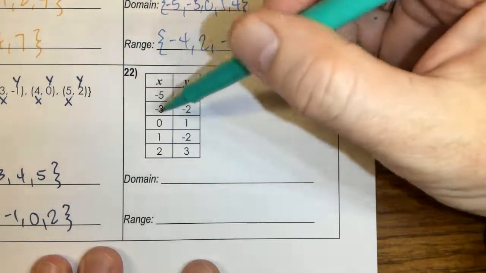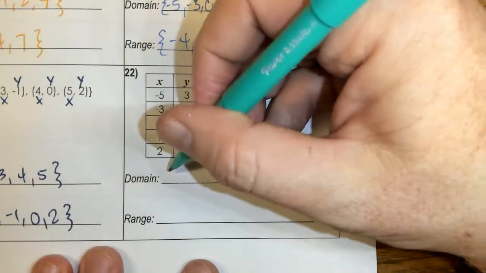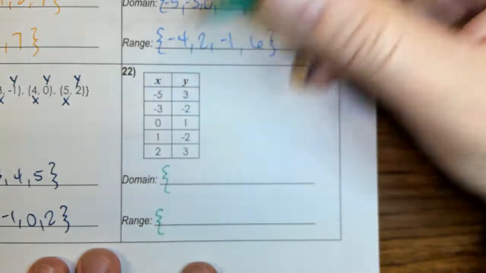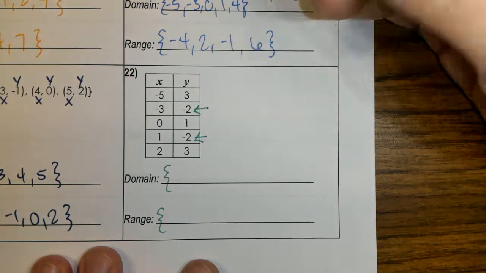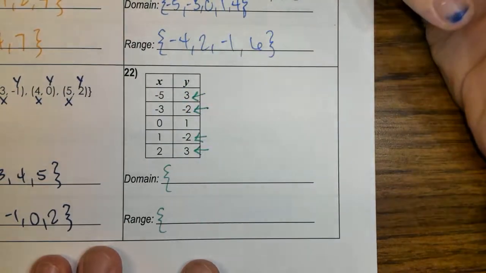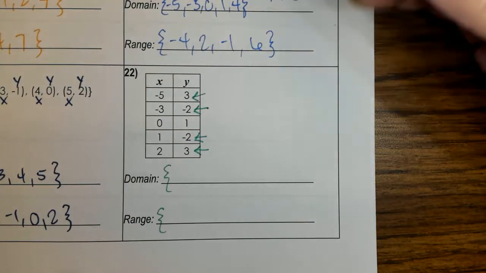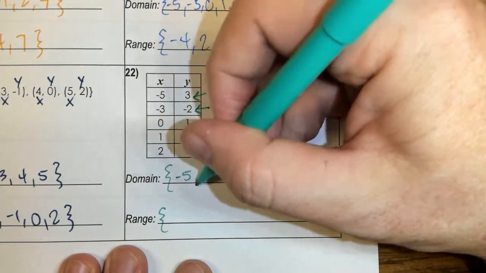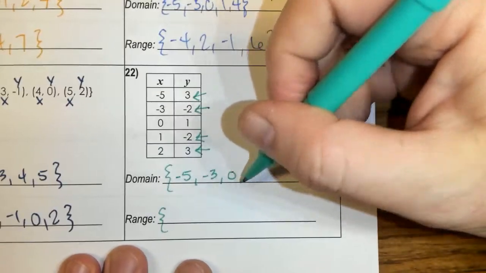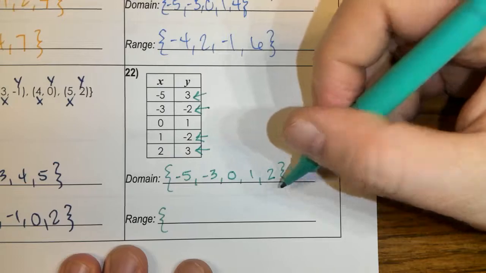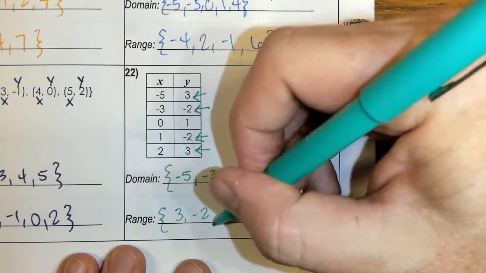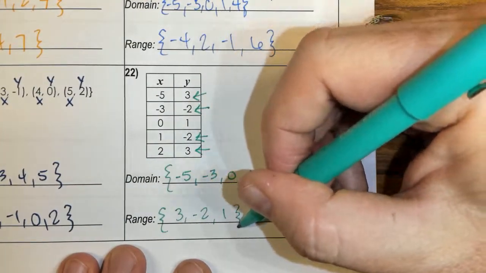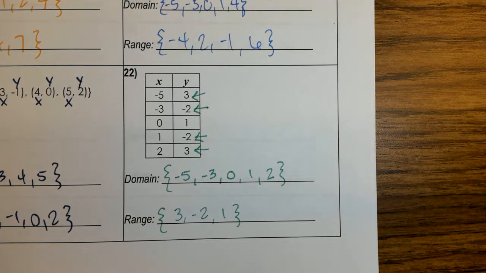All right, 22. I have X as domain, Y as range, so go ahead and start my brackets. And if I look through these, this one repeats on the range and this one repeats on the range, so I don't have to write those twice. All right, so domain, they're all different. So -5, -3, 0, 1, 2, and I'm done. Range, I have 3, -2, 1, and that's it, because I don't have to repeat. And look, we're done with this page, which means we're done with this video.